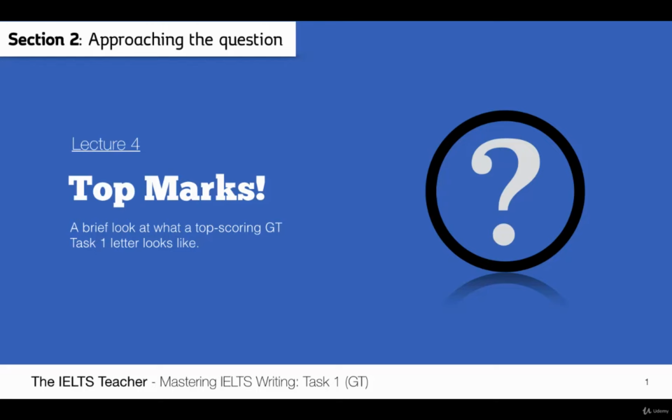In this lecture, we're going to take a look at what a top scoring general training task 1 letter looks like. The purpose of this is so that you can see what makes up a high scoring task 1 letter, what ingredients are needed to produce a high score. We're also taking a look at this model answer so that you can see which different parts of the course are going to help you for each of the different skills and for addressing each of the band descriptor requirements. So let's take a look.